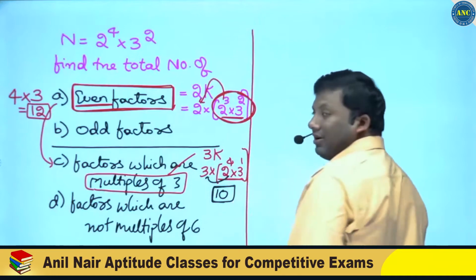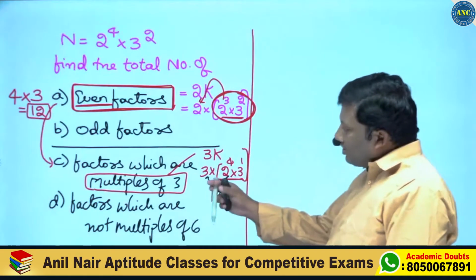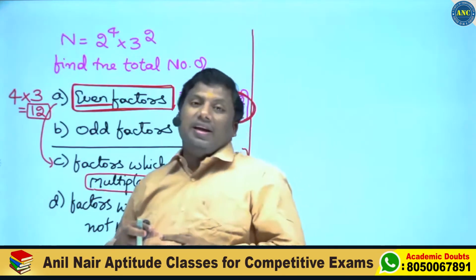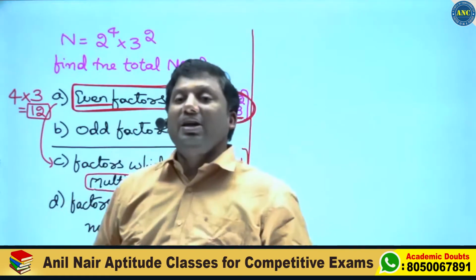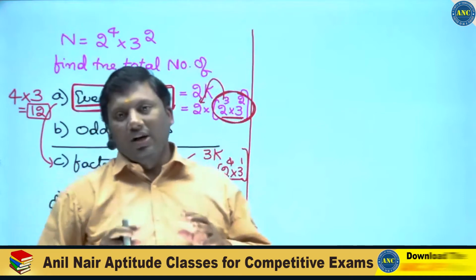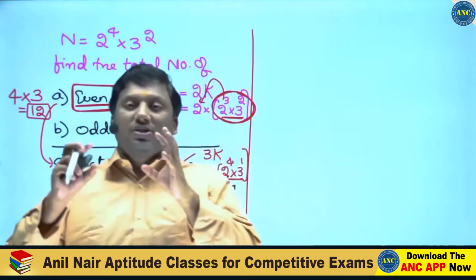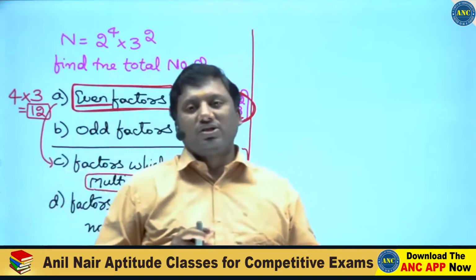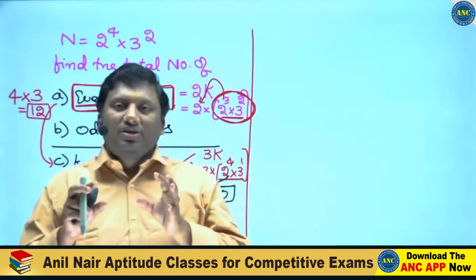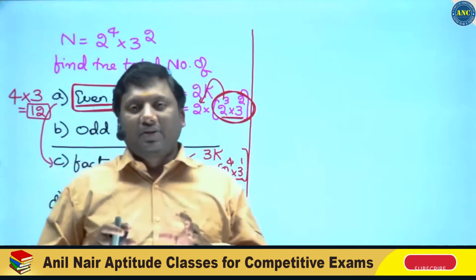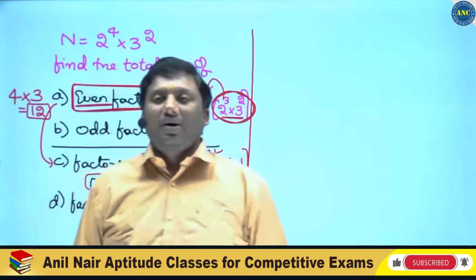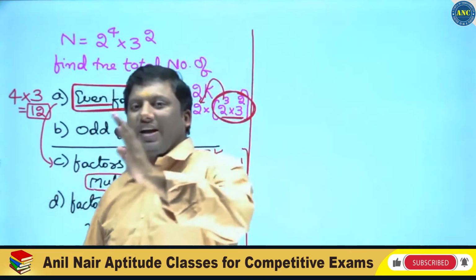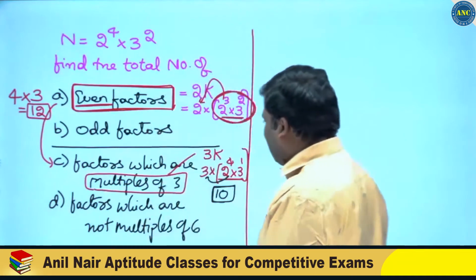Are you all with me? 5 2s are 10. Factors which are multiples of 2, it is an even number. Factors which are multiples of 3, it is 3 into some natural number. Factors which are multiples of 5, it is 5 into some natural number. Factors which are not multiples of 10, that means total factors minus factors which are multiples of 10. We will use a negation approach.